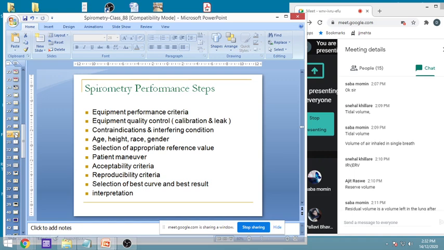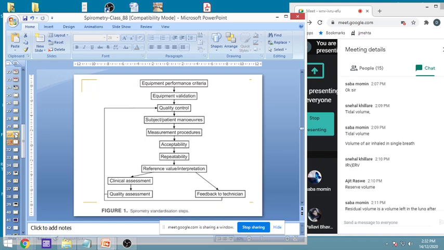Then check about the patient, whether the patient is doing it correctly or not. We'll see some of the figures about it. Check the acceptability criteria and the reproducibility criteria, because if the patient is doing it correctly, then we can accept it. Then if it is reproducible, if it is done 2 times, 3 times, 4 times, and every time the results are the same, then we are accepting it. Select the best curve and the best result and make the interpretation from it.